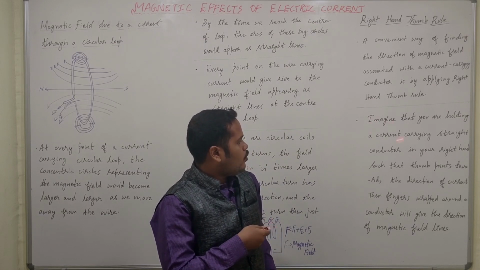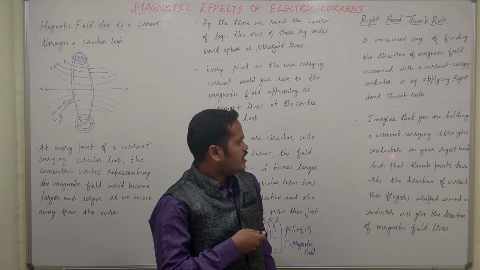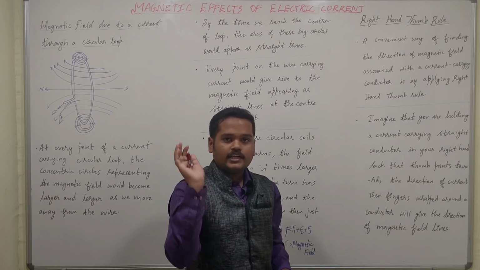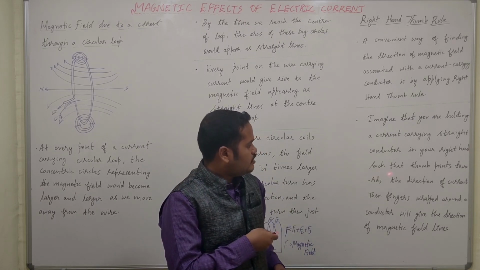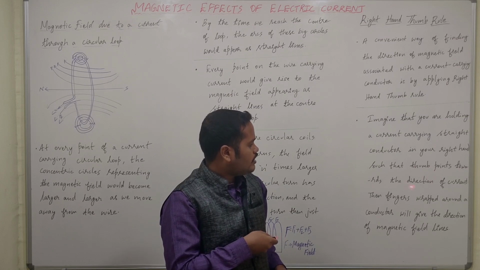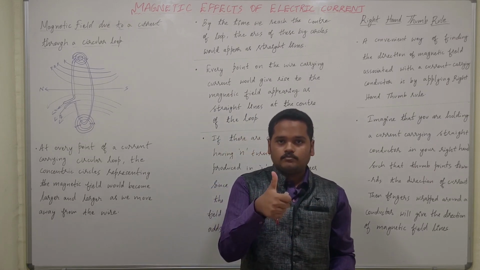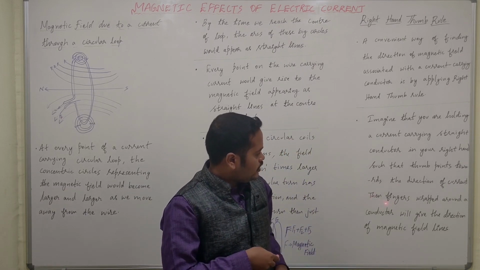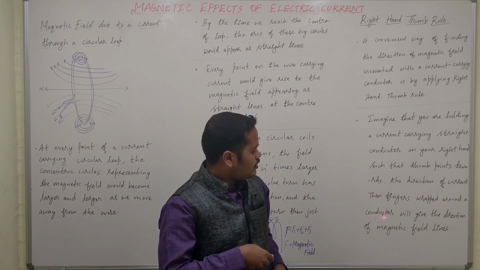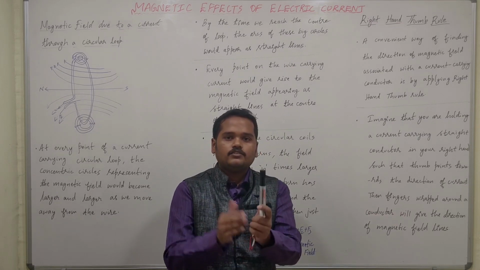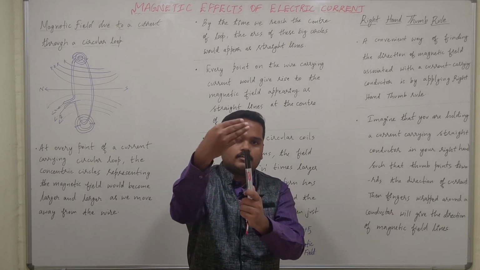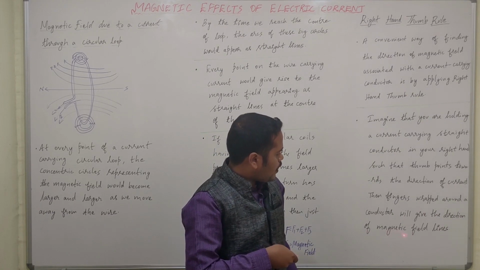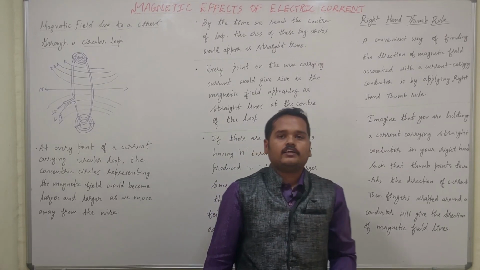Imagine that you are holding a current carrying straight conductor in your right hand. Which hand? Right hand. Such that the thumb points towards the direction of the current. Thumb will show the direction of current. Then the fingers wrapped around the conductor, these fingers will give the direction of magnetic field lines.